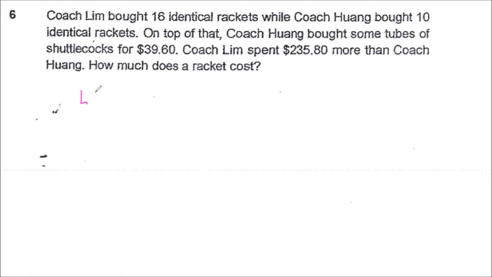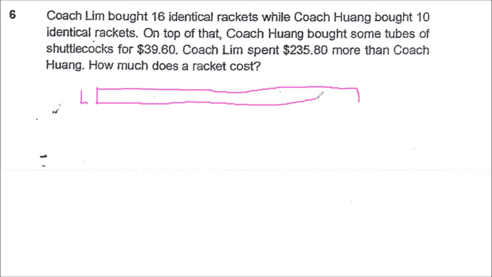Okay, so this is Coach Lim. Okay, I'm going to draw the model. Okay, so all this, it will be how many rackets? It will be 10 rackets, right? No, sorry, 16 rackets, right? So I write down 16 rackets. Okay, and for Coach Wong, Coach Wong bought 10 identical rackets. So 10 rackets will be somewhere here. So this will be 10R.